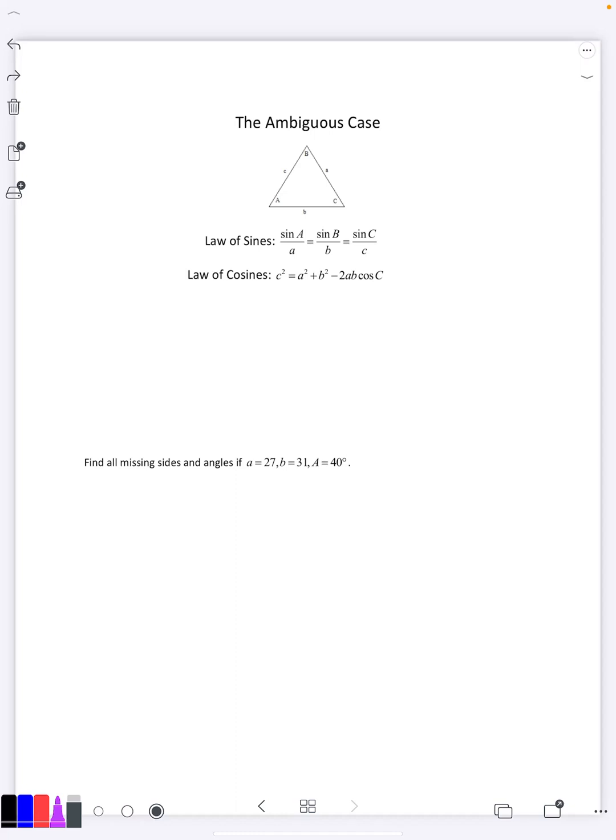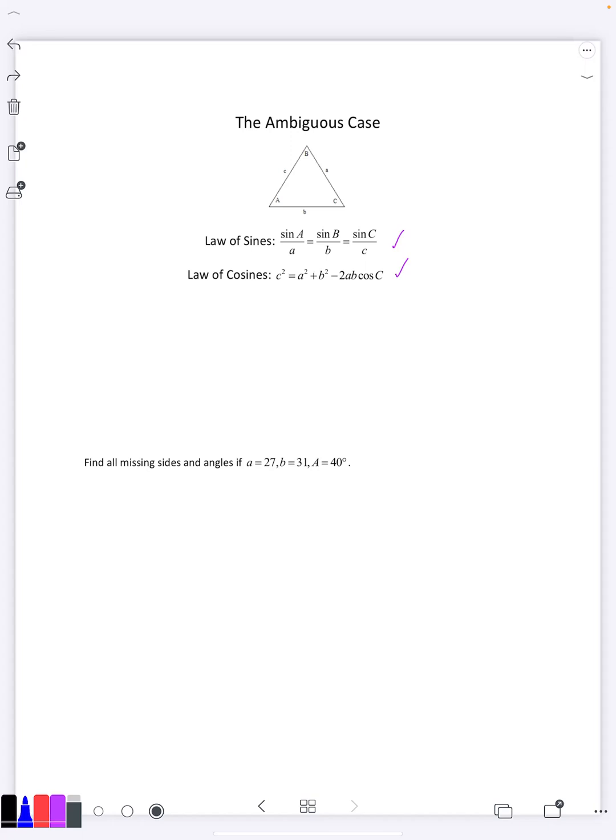In previous videos, we learned how to solve triangles using the law of sines and the law of cosines. In this video, we're going to learn about another type of solving triangle problems. This one is called the ambiguous case. It is unfortunately the most complicated of all the cases we've seen so far, and that's because there are different situations that can happen depending on the specific numbers you are given.